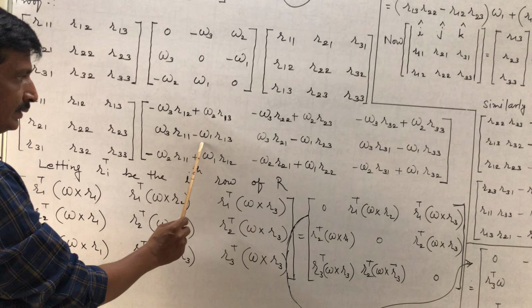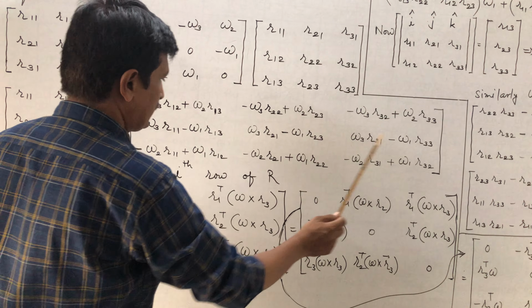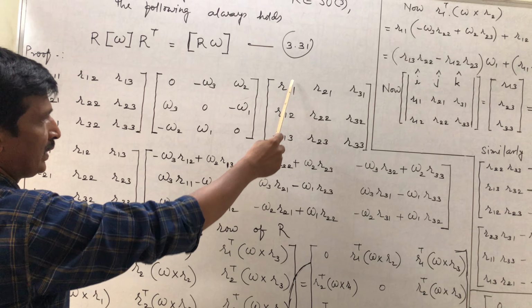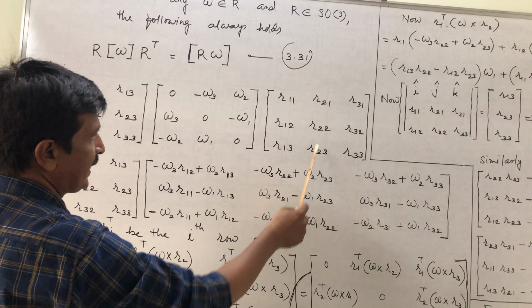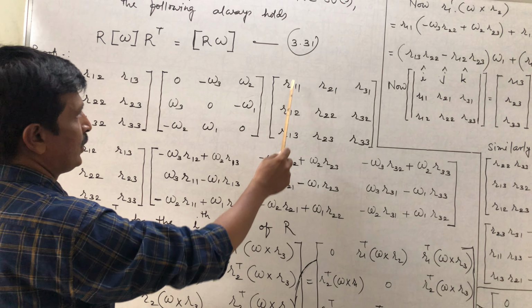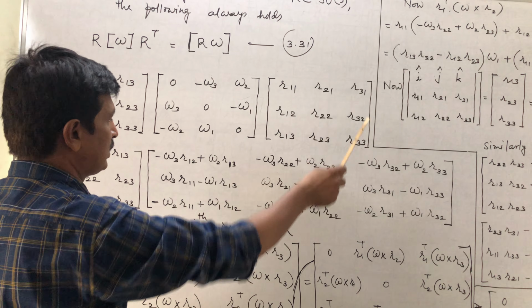You can check this one and this one. This one is first row, first column; first row, second column; first row, third column. Similarly, this one, second row, first column, second row, second column, second row, third column.